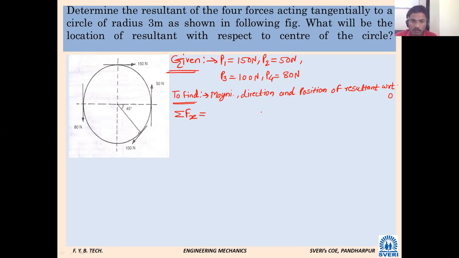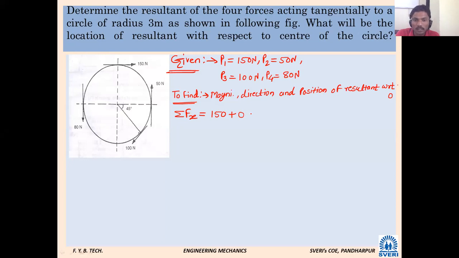Which is our first force we have considered? 150 Newton. What will be its x component? It is a horizontal force, due east. So 150. Next, the 50 Newton force. How is that force? Vertically upward. So what will be its x component? 0. Next, P3.